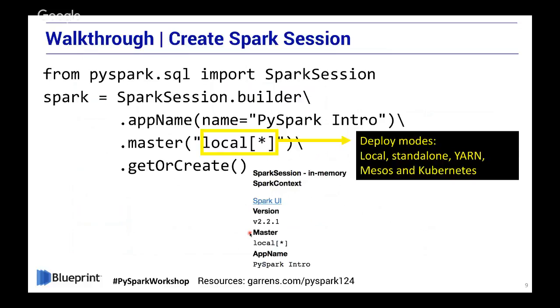You have pandas UDFs that use Apache Arrow that make UDFs much faster in Python because they're vectorized instead of line by line, and it's just much more performant. I'm not going to go into that there, otherwise I'd just get distracted. Our master we set as local star, so we're just using all the cores. That's what star indicates in this case. And the app name is PySpark intro.